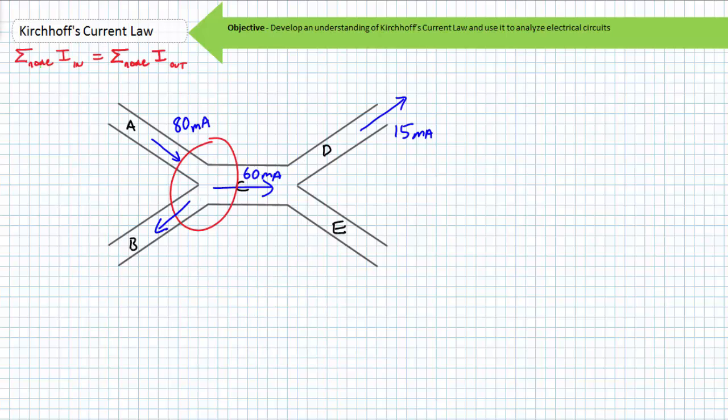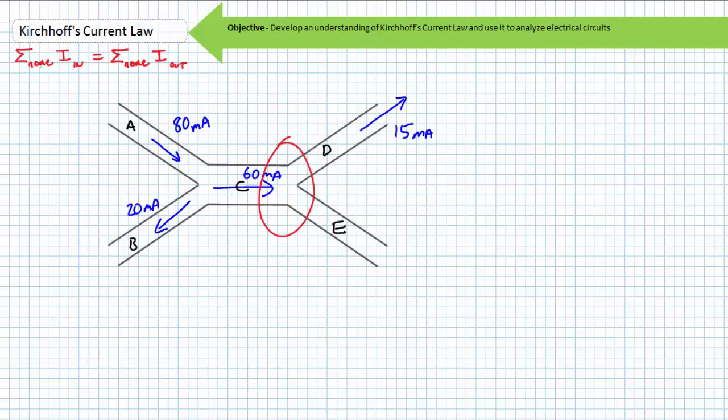If we revisit KCL at this junction and assume IB is leaving the junction, our KCL equation for this junction is IA, our input, equals IB plus IC, our outputs. IA equals IB plus IC. Substituting in the necessary values and solving for IB, we find IB to be 20 milliamperes as we expected with the correct assumed direction.